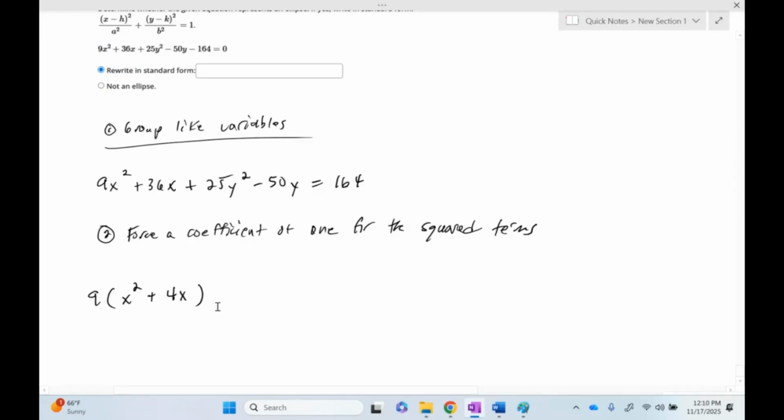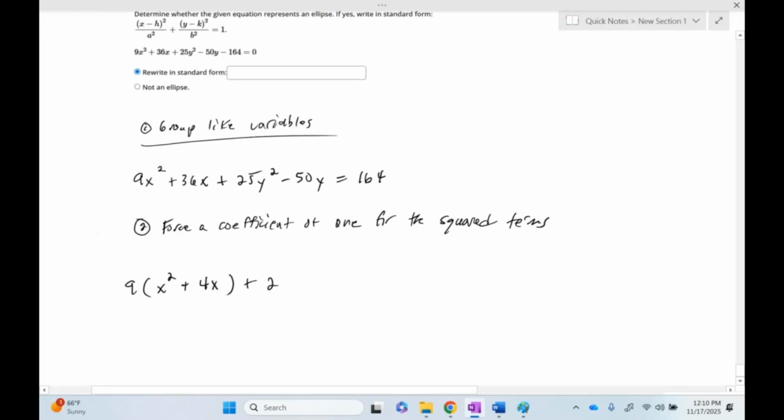Well, if we factor out x, that wouldn't give us the right form to complete the square. Okay. All right, so I'm going to do the same thing with the y variable. I'm going to factor out 25. So then I have y squared minus 2y is equal to 164. Does everybody agree with that? We didn't rewrite anything, or we didn't add anything that wasn't already here.